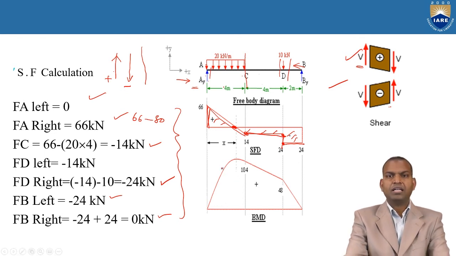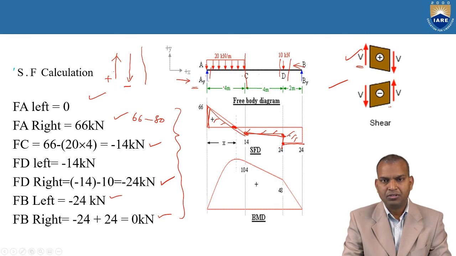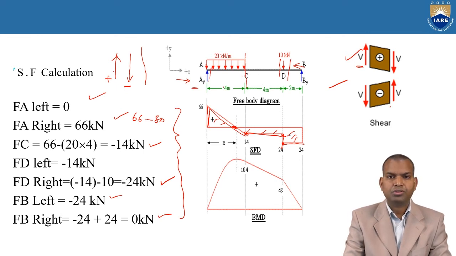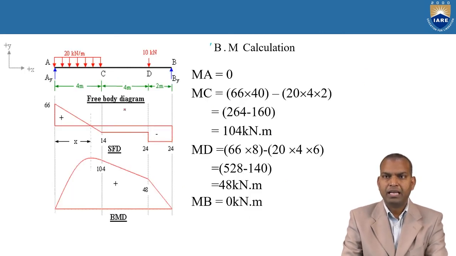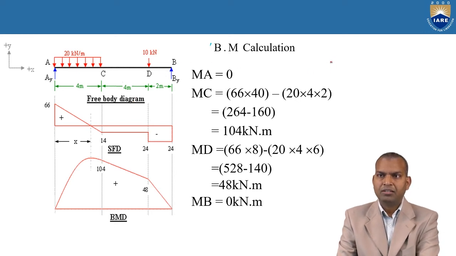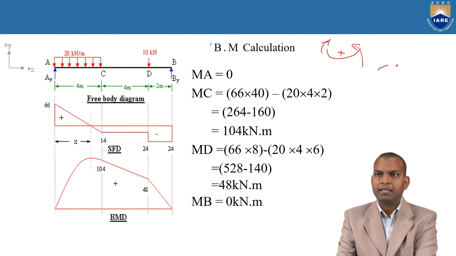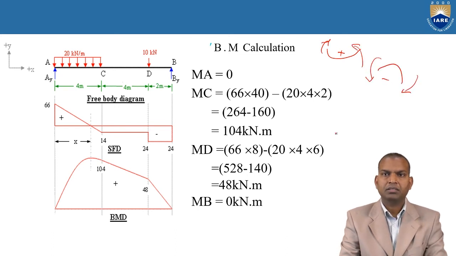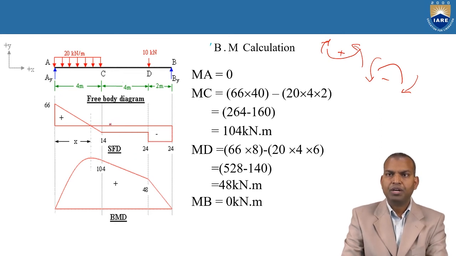Now let us see calculating the bending moment equations, how to calculate the bending moment values at various points. In this case, it is point A, point B, point C, and point D. Now the bending moment calculations: this is the positive bending moment and this is the negative bending moment. At point A it is 0. At point C, RA is 66, RB is 24.